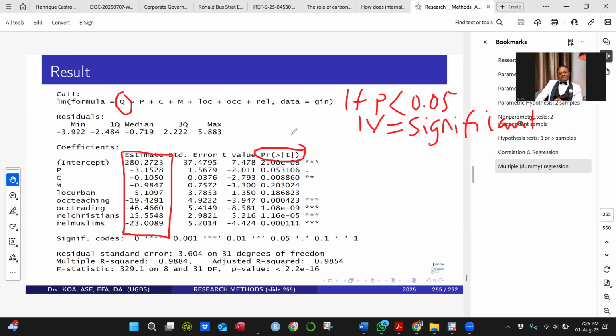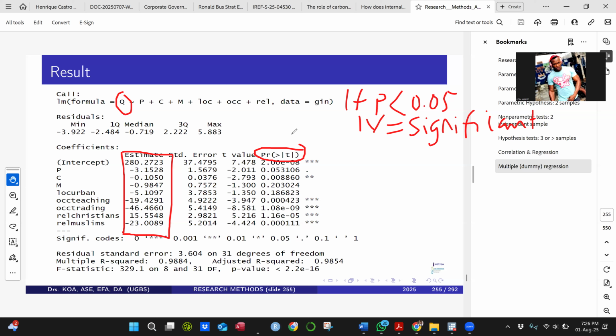Let's start with price. Is price, generally speaking, significant or not significant? Who can tell us? Price. Tony. Sir, it is significant. Why? Because 0.050 is less than, is equivalent to 0.05.